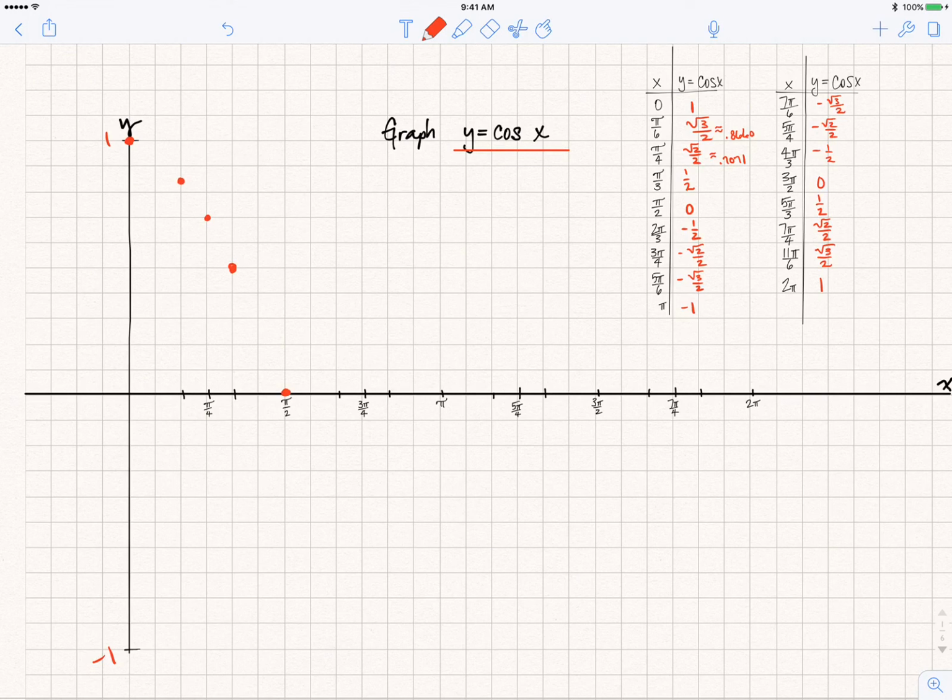Second quadrant. At 2 pi over 3 now, we're down below, so we're down 5 blocks. 3 pi over 4, down 7 blocks. 5 pi over 6, down 8.5 blocks. And then at pi, we're down 10 blocks. We're just down as low as we can get. Into the third quadrant. At 7 pi over 6, we've got 8.5 blocks. At 5 pi over 4, 7 blocks. 4 pi over 3, 5 blocks. Back to the x-axis for 3 pi over 2.